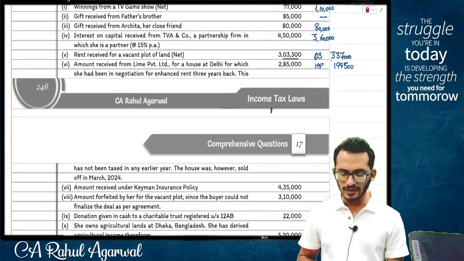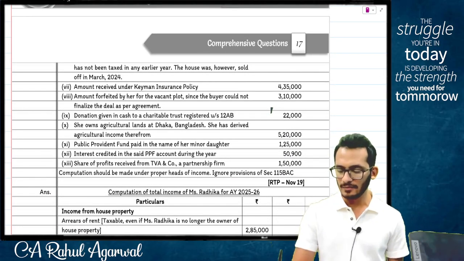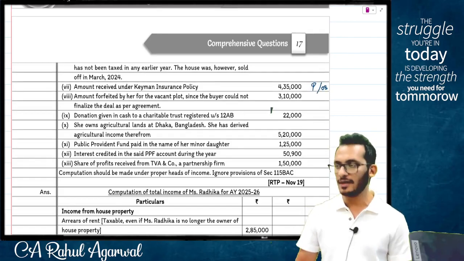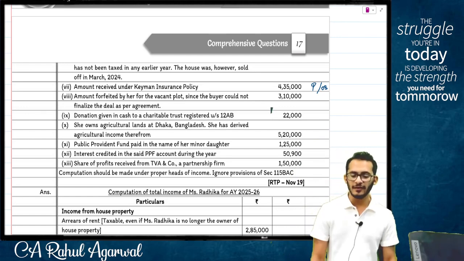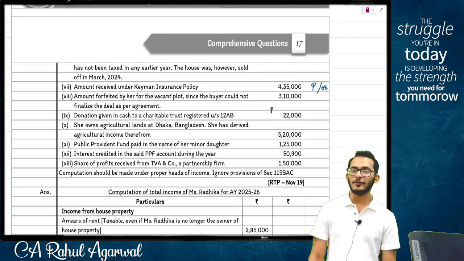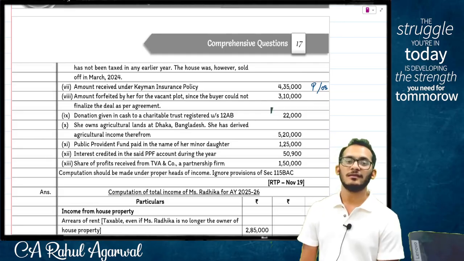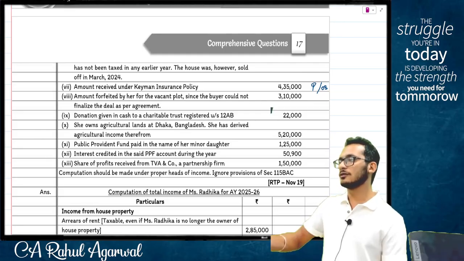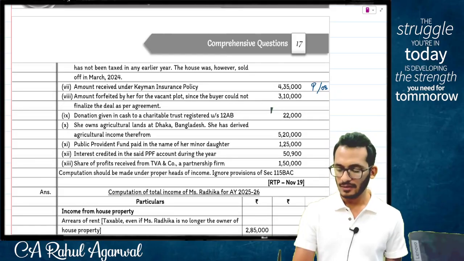Next one. Amount received under Keyman insurance policy, 4,35,000. PGBP taxable. You can tax either under PGBP or IFOS. It doesn't matter. The answer remains the same. Next. Amount forfeited by her for a vacant plot since the buyer could not finalize the deal, 3,10,000. This is advance forfeiture. Taxable in the year of forfeiture after 2014. This is current year forfeiture, taxable under IFOS.